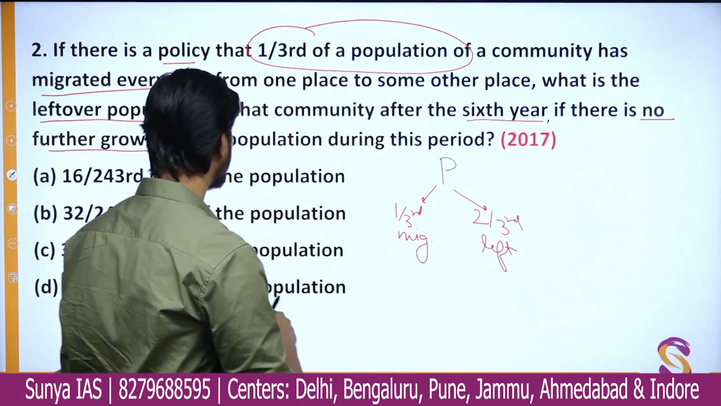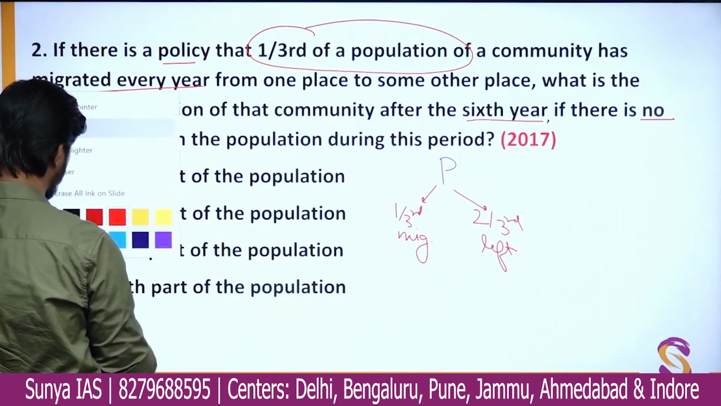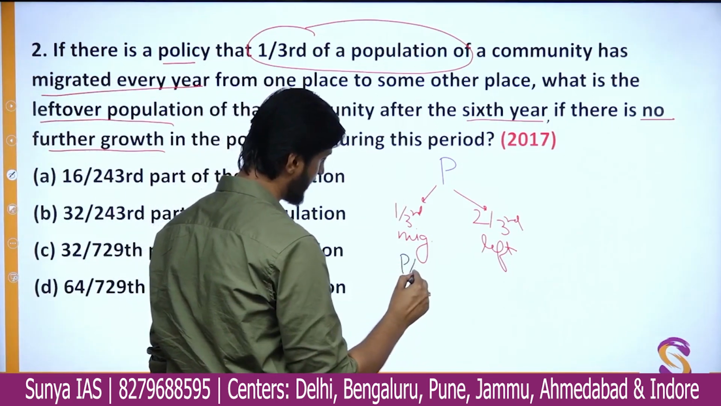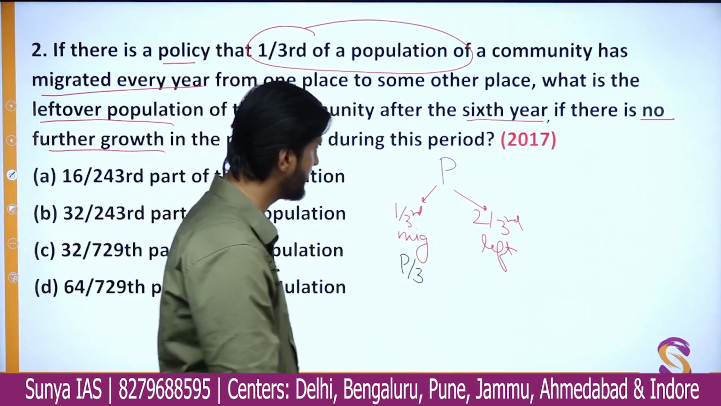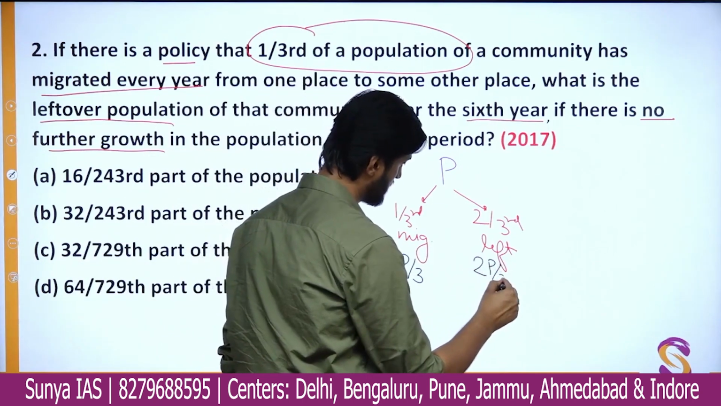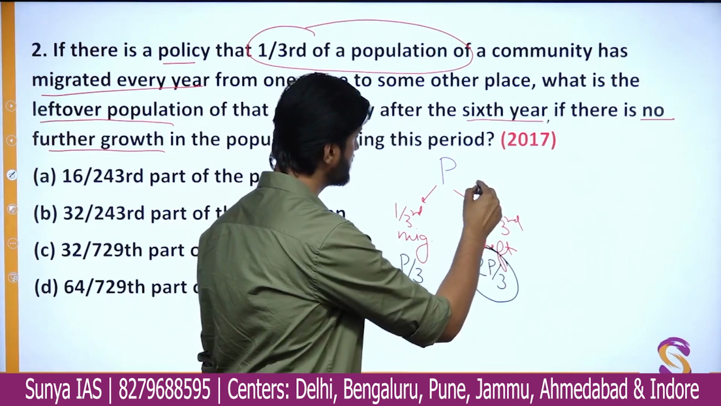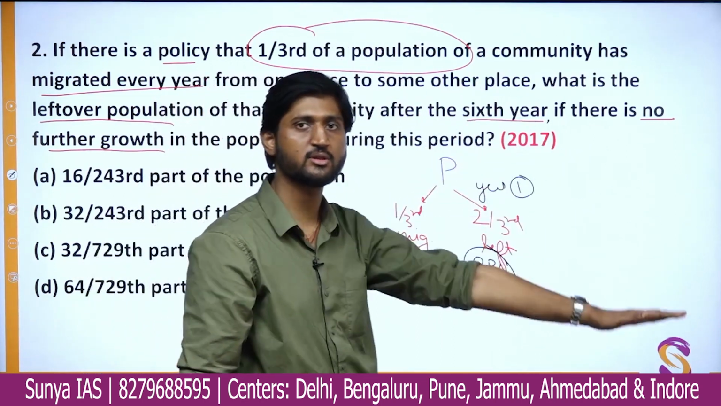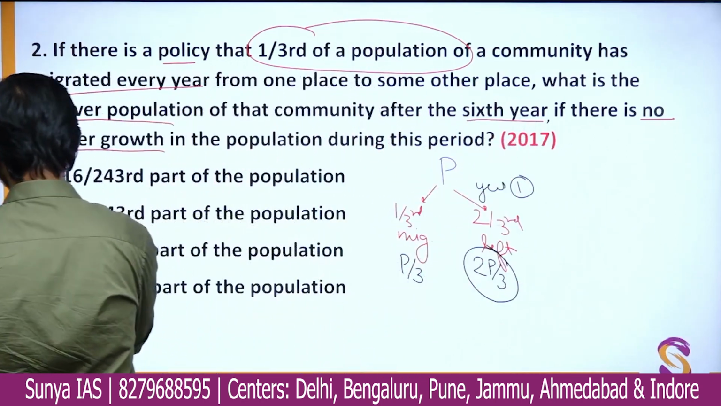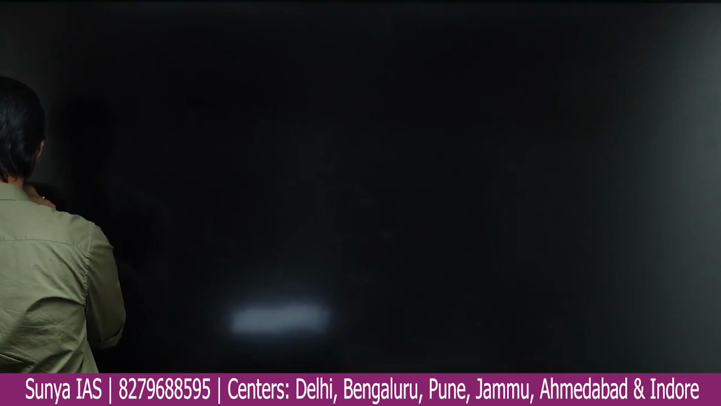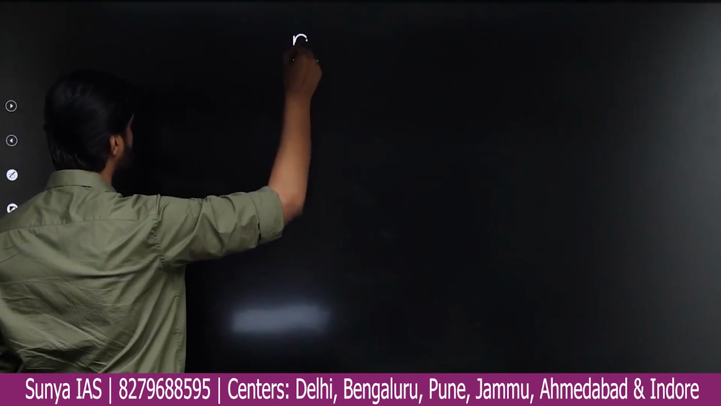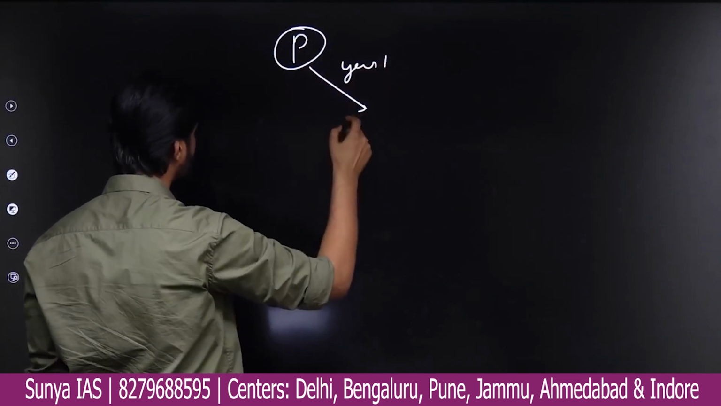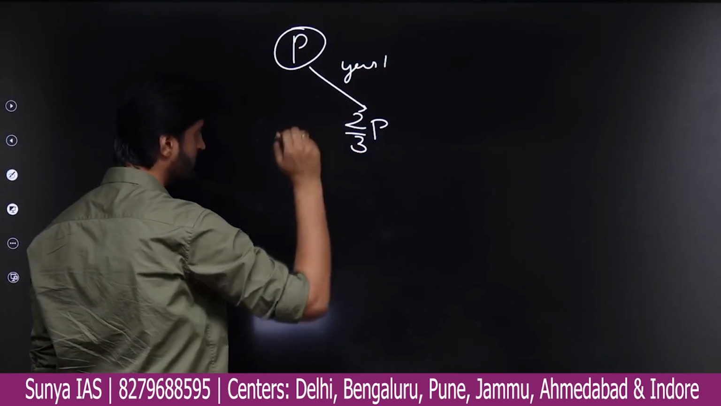So this is about 1 year. In 1 year the migratory population will be P by 3 and the population left over will be 2 times P by 3, right? This is for year 1, and the same pattern will be followed for the 6th year. Let me draw a diagram that will make things very easy for you. Let's say the total population is P. In year 1 only 2/3 is left, so we get 2 by 3 P which is left.